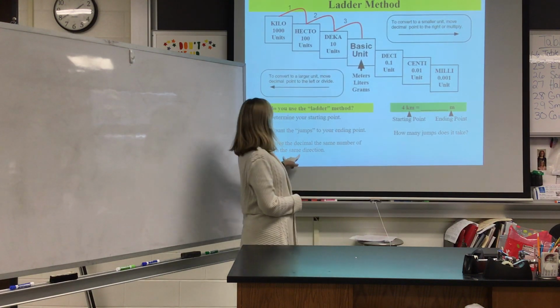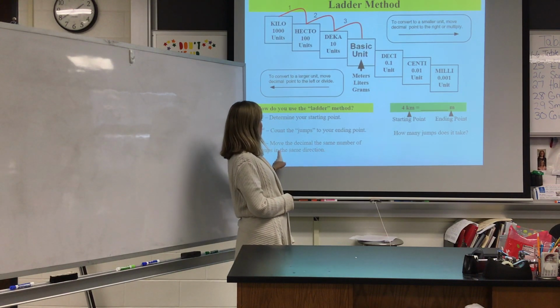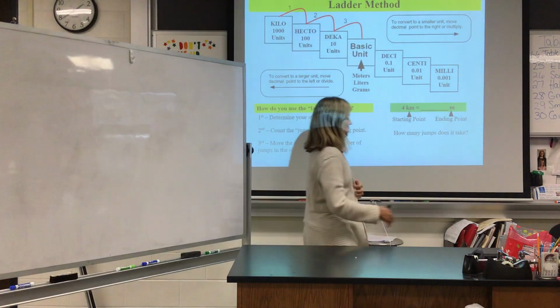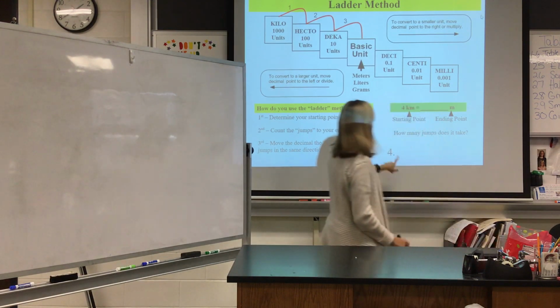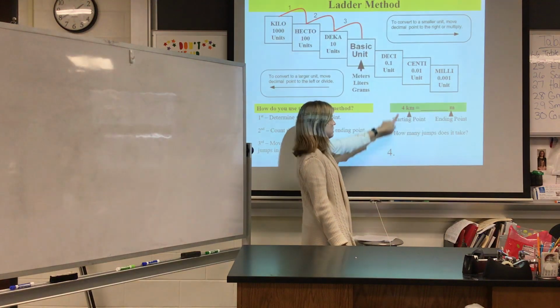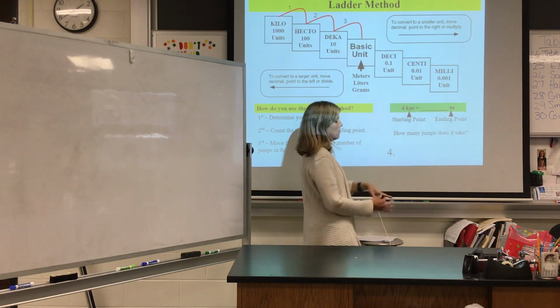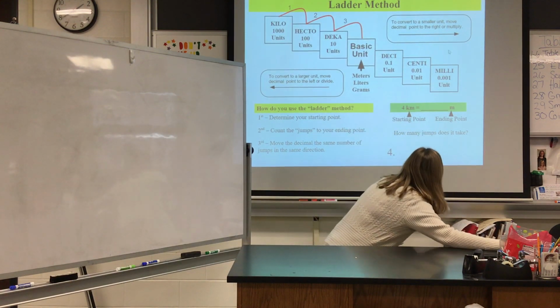And then I do my third step. Move the decimal the same number of jumps in the same direction. So here's my number, 4. I put in my decimal point because every whole number, the decimal point is hiding behind. And then I do my jumps.